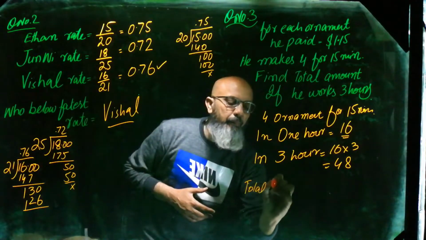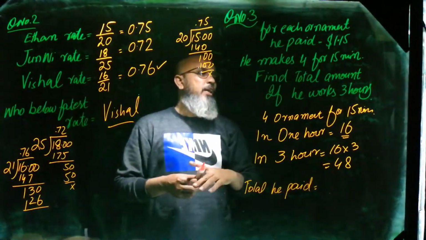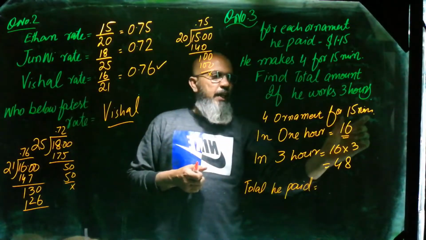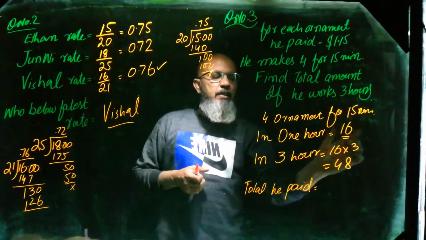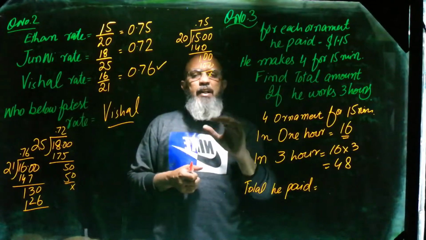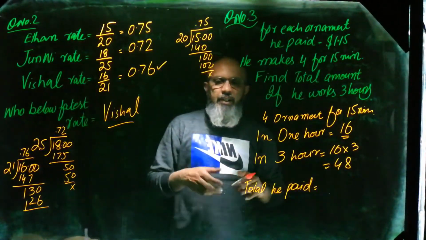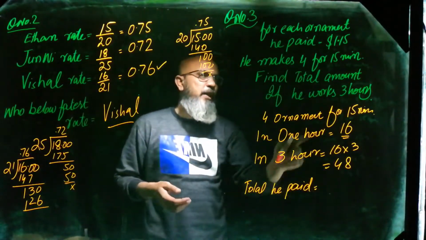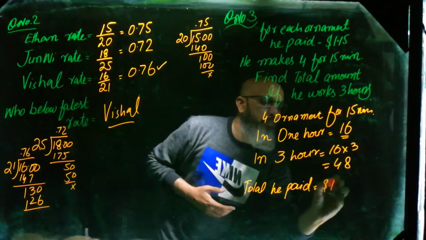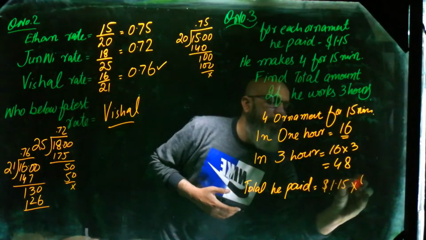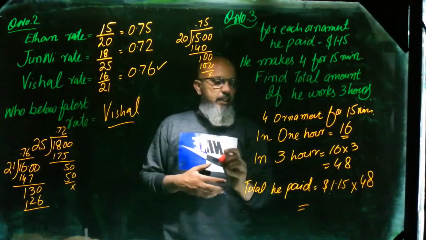So total he paid, what will we do? In this question, here is the point of understanding. You have to understand 4 ornaments for 15 minutes. So it means how many ornaments he makes in 1 hour? That is 4 4s are 16. So in 3 hours he can make 48. The rest of the question is very easy. Simply you have to multiply. He is paid for one ornament 1.15, multiplied by 48. So you can multiply and take your answer.